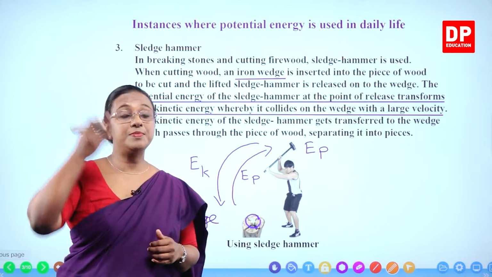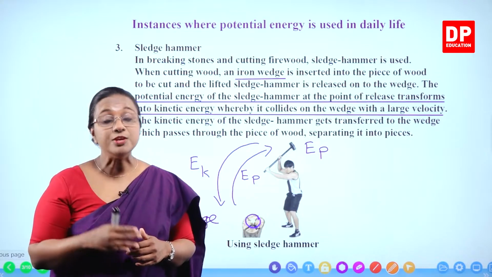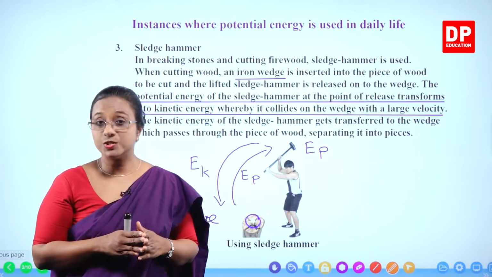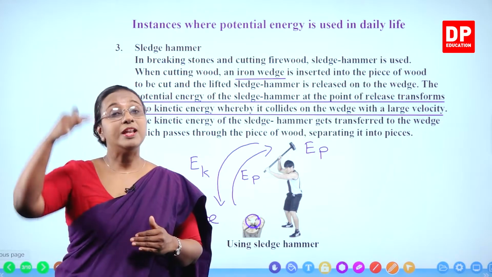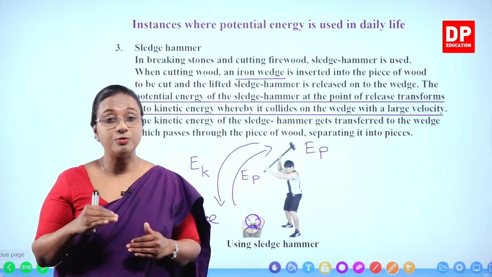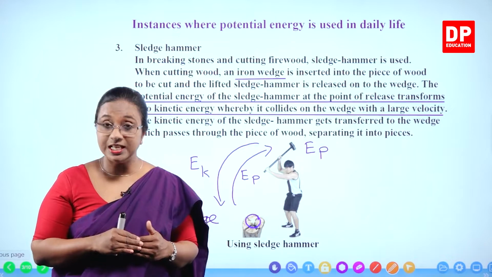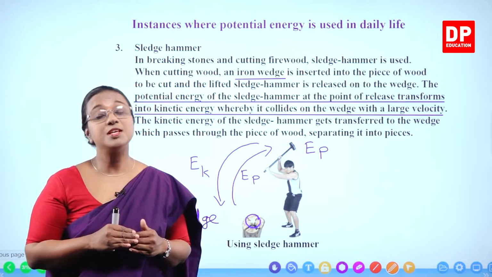When you throw something up, an object is projected upwards. When you do that, you throw it up with a velocity. So initially there will be kinetic energy. But when it goes to a height, due to the gravitational pull downwards, you all know that the velocity decreases and at the maximum height, velocity becomes 0.